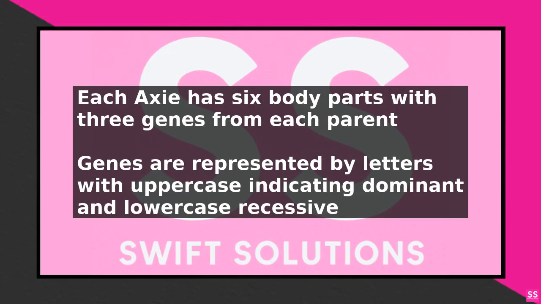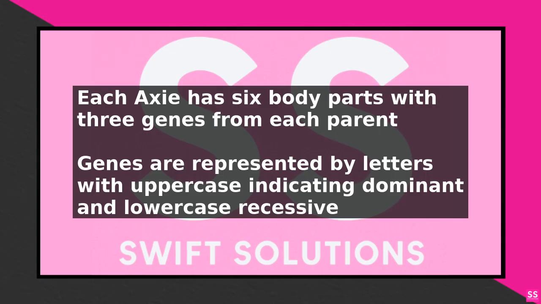The genes are represented by letters, with uppercase letters indicating a dominant gene and lowercase letters indicating a recessive gene. The genetics system in Axie Infinity is based on a combination of recessive and dominant genes. Dominant genes will always be expressed if an Axie has one, while recessive genes will only be expressed if an Axie has 2. For example, if an Axie has one dominant gene for a particular trait and one recessive gene, the dominant gene will be expressed.